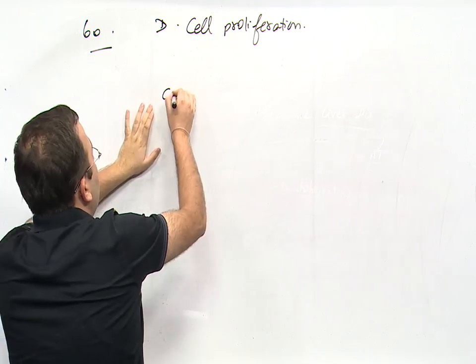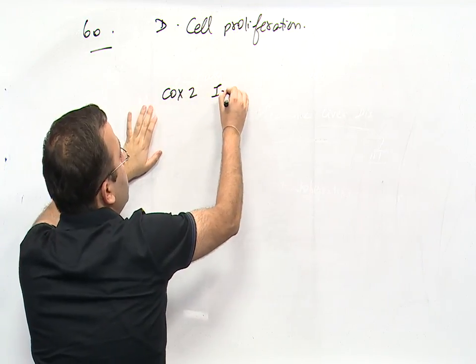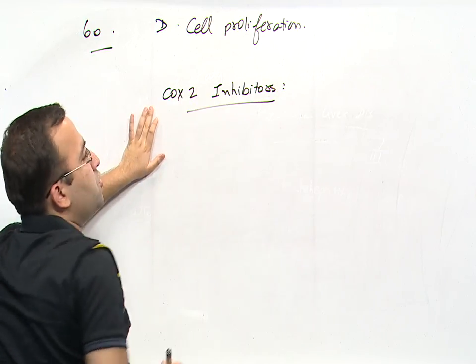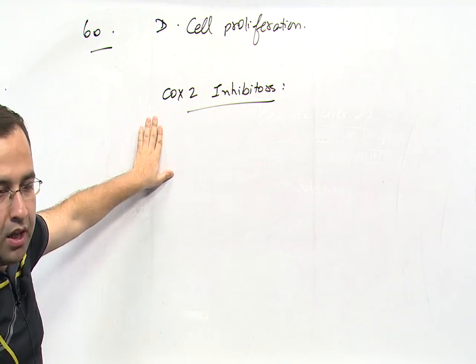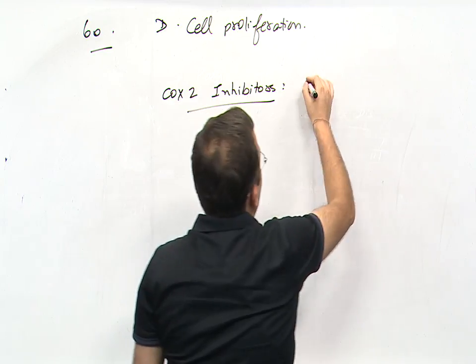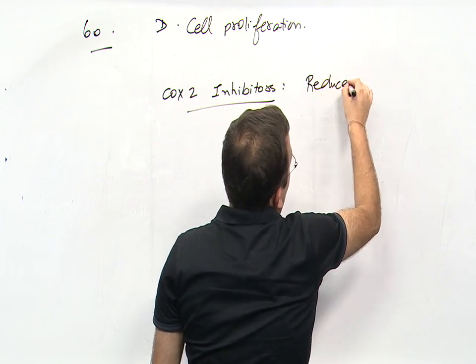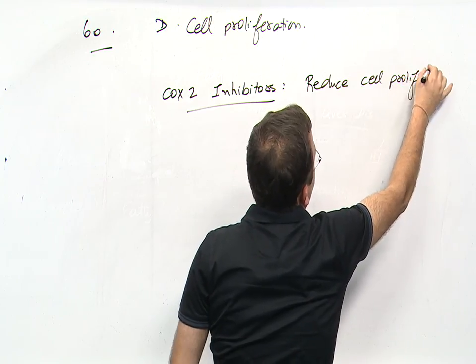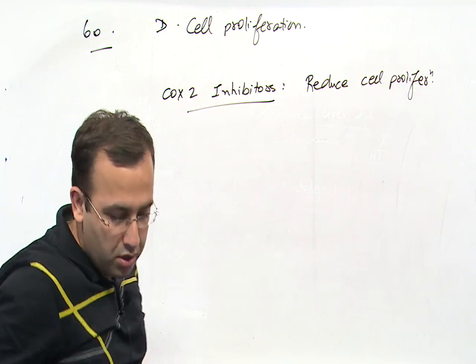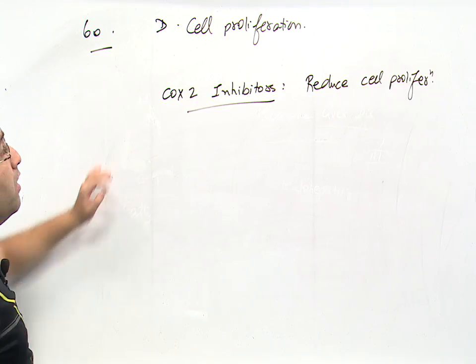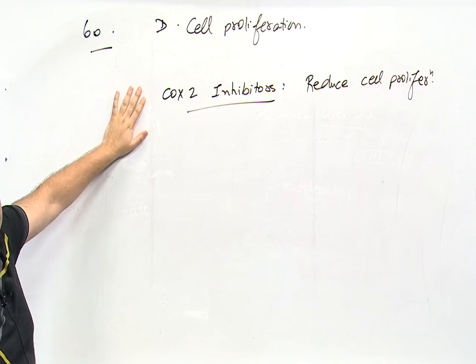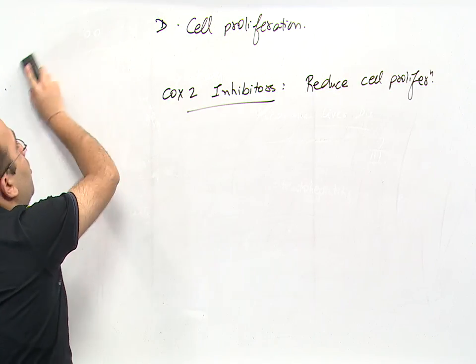As a result, COX-2 inhibitors reduce cell proliferation. Plain and simple. This has to be remembered. COX-2 is implicated in cell proliferation.